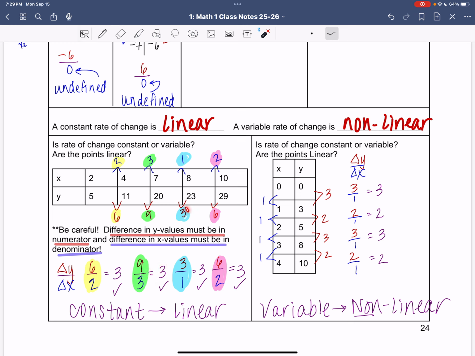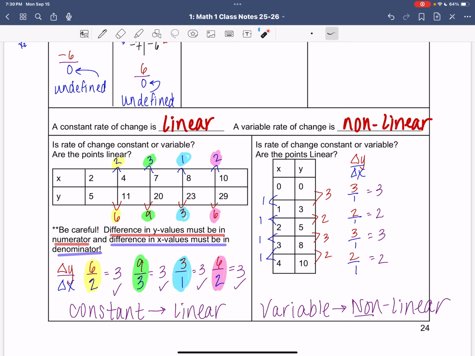Now let's try this one. So we've got 3 over 1, because it's y over x, which equals 3. All right, so far so good. And last but not least, 6 over 2, which equals 3. So since they all have 3 for a slope, it's constant, which is linear.